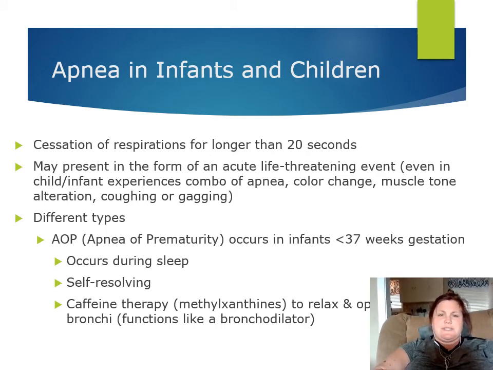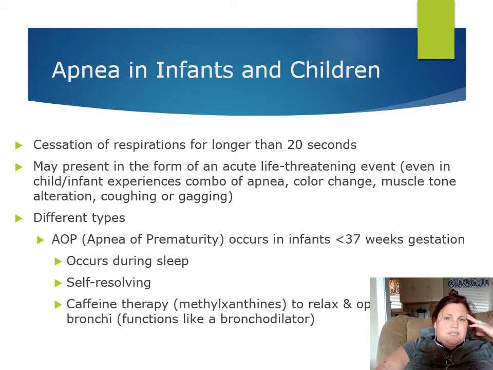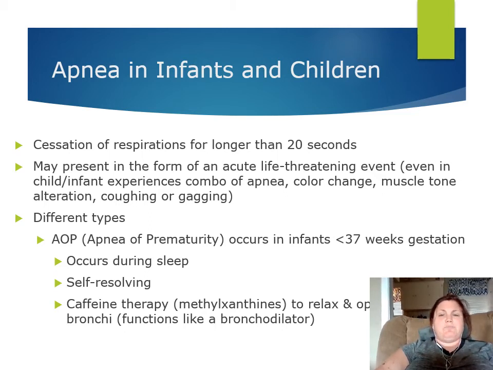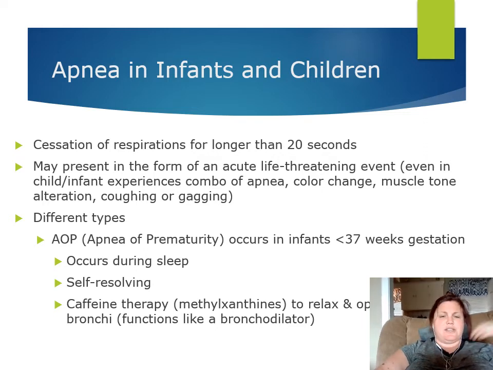There are different types. Apnea of prematurity, or AOP, occurs in infants younger than 37 weeks gestation and is often associated with immature functioning or control of the respiratory system. It often occurs during sleep and it resolves on its own. Usually when the respiratory system matures, this condition resolves.